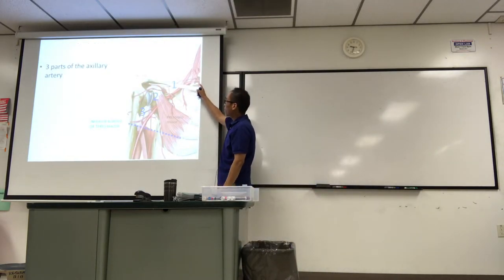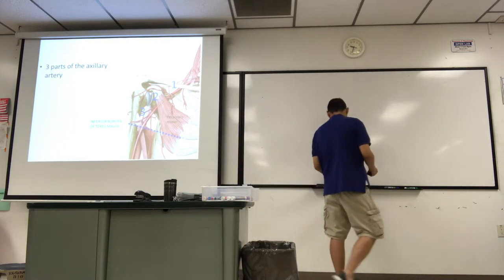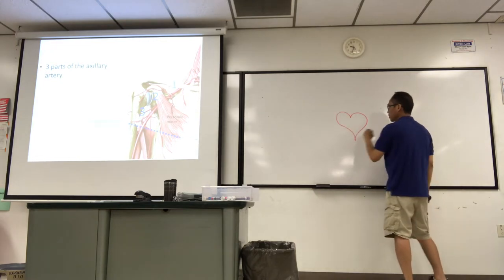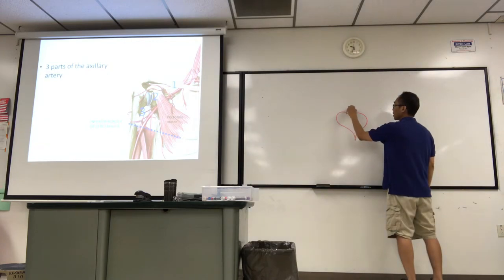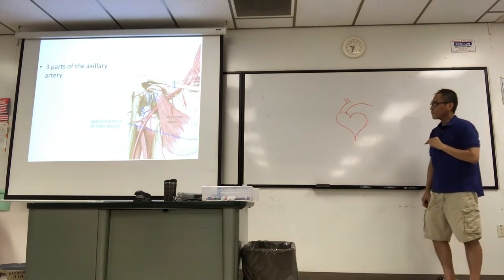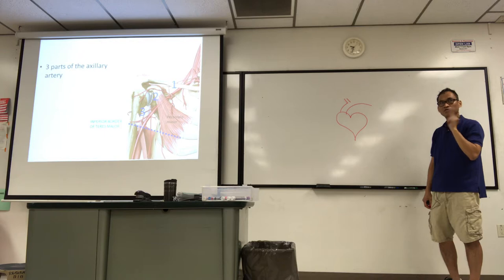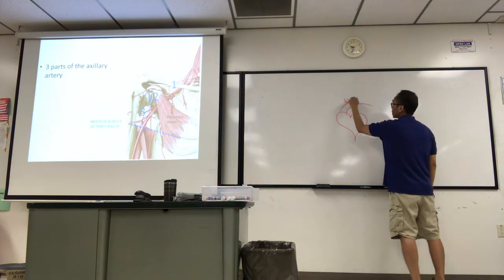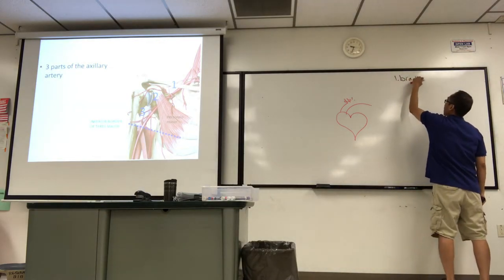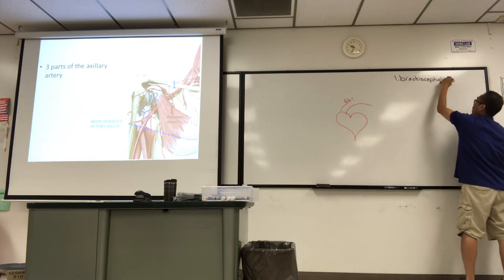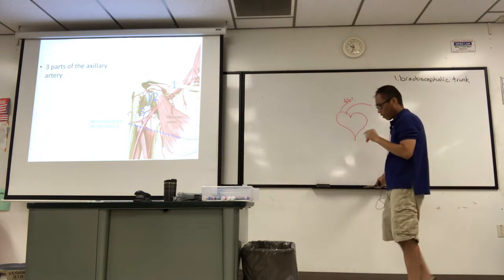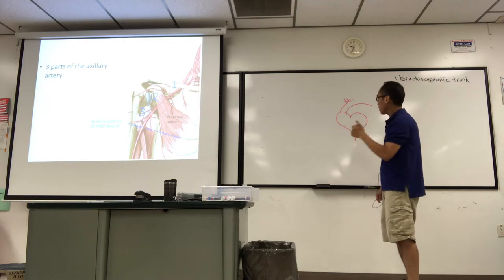Let's follow the artery all the way back up here. Hey, let's go all the way back to the heart. What's the first branch that comes off the aortic arch? That first big one. Brachiocephalic trunk. It's an artery, but that's going to branch into the subclavian artery and the common carotid artery.